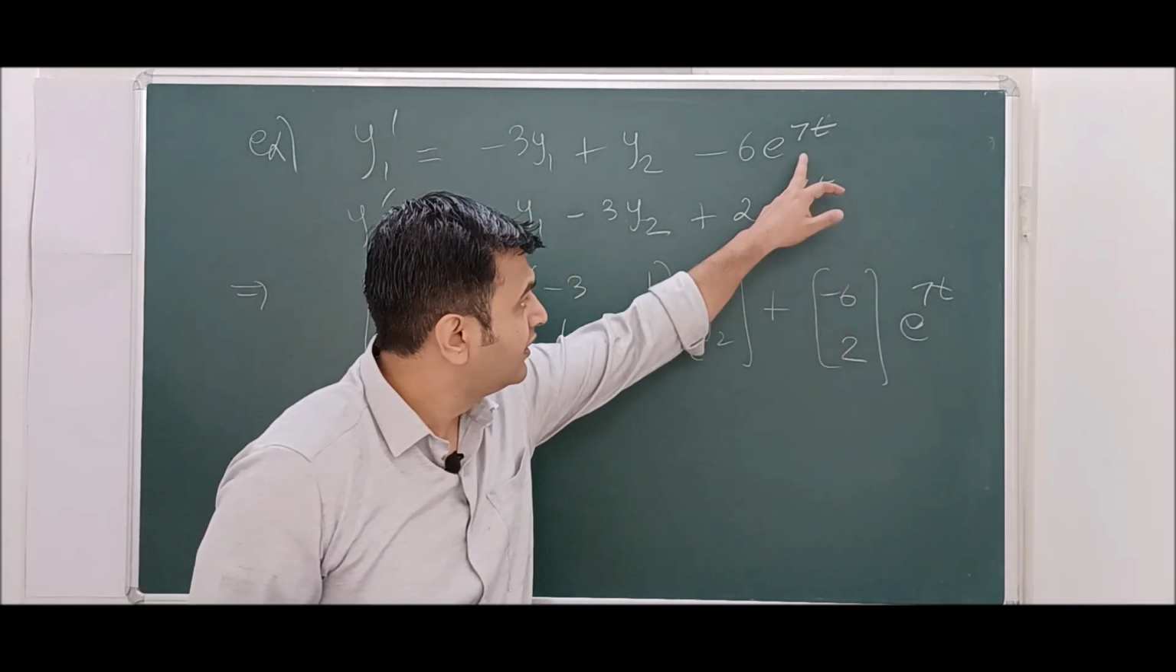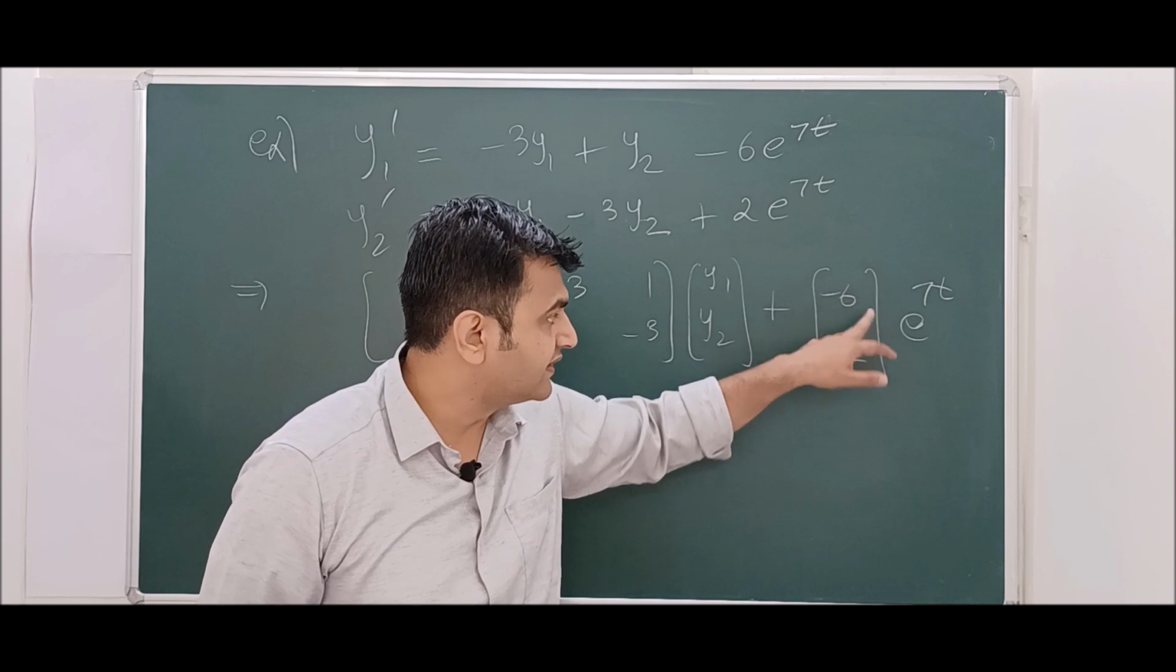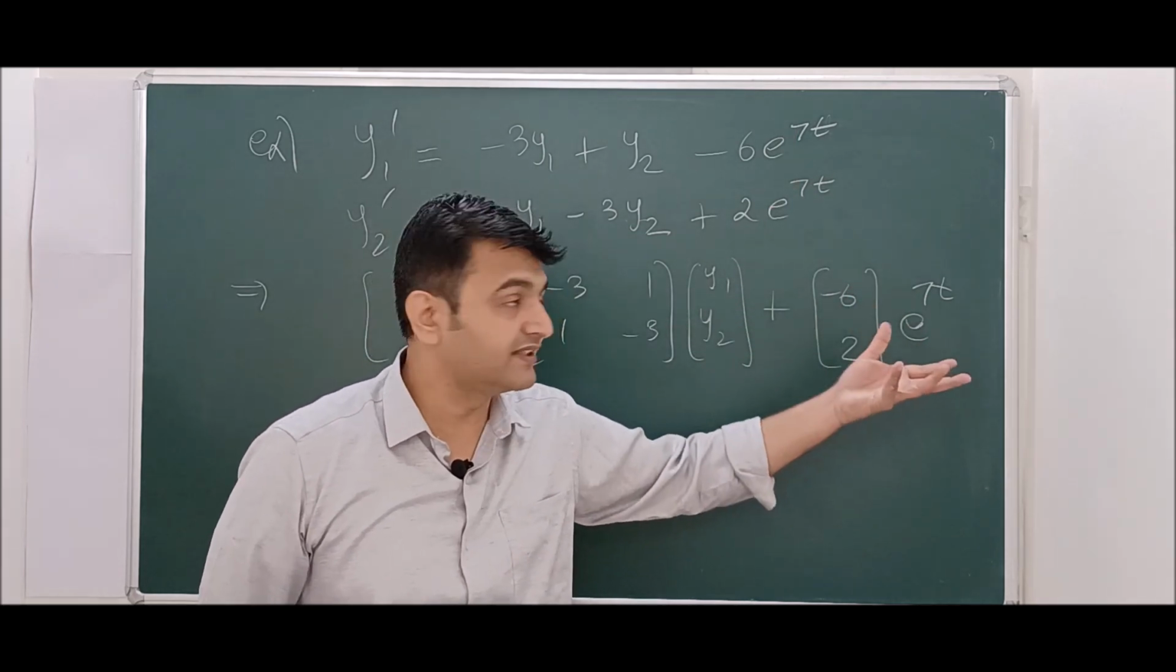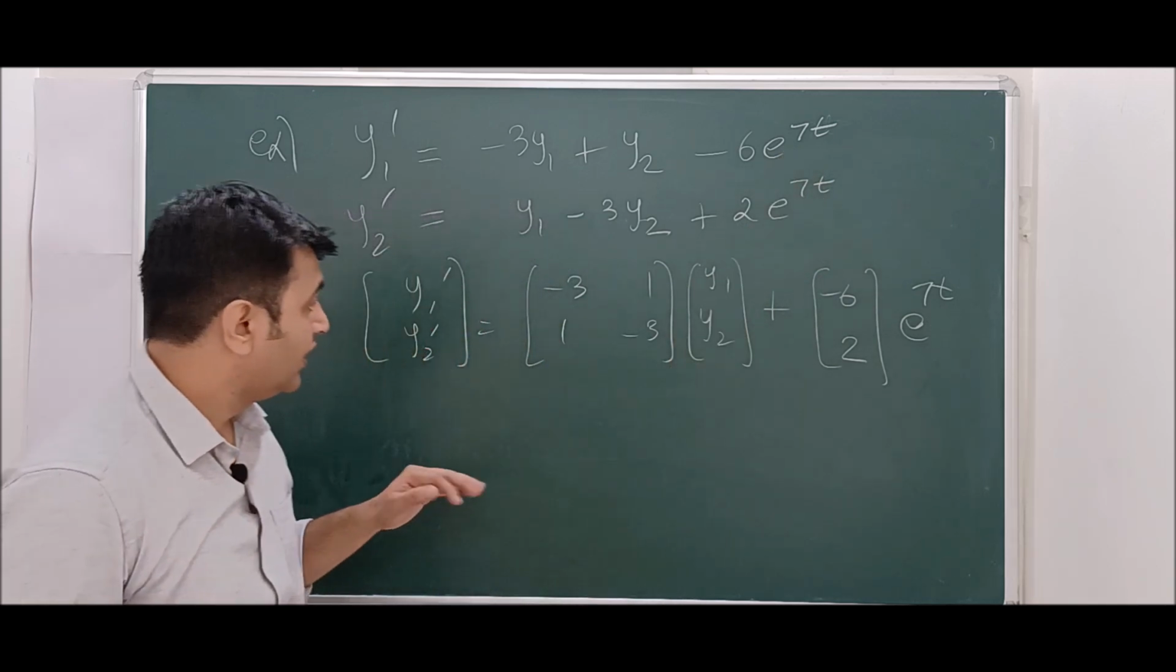If they are different, then you can't take out common, then you have to write here itself. But yeah, here it was common, so I wrote outside. I will take more examples when they are different as well. Okay, so this is what we have.